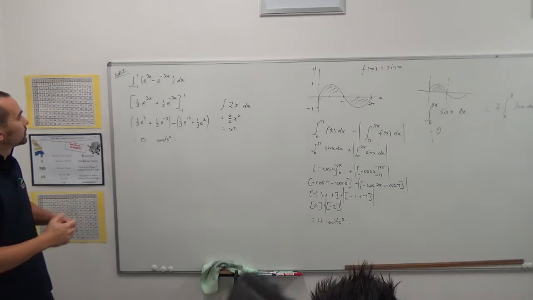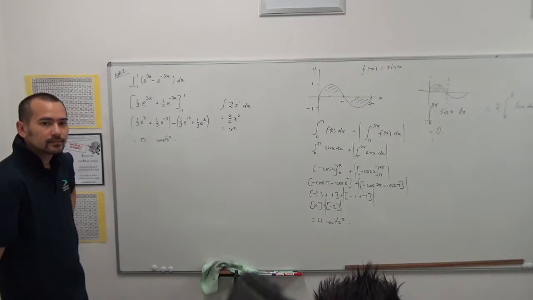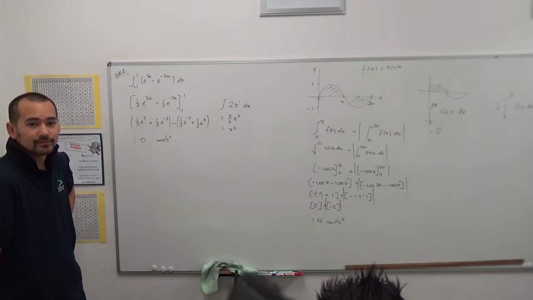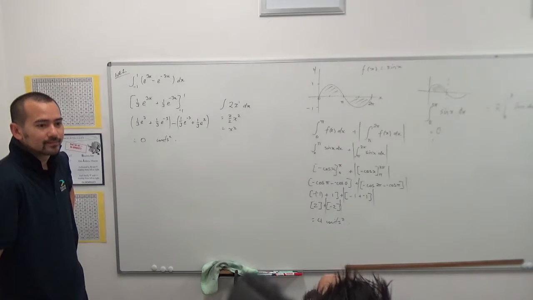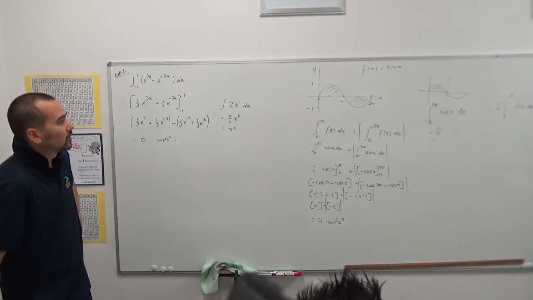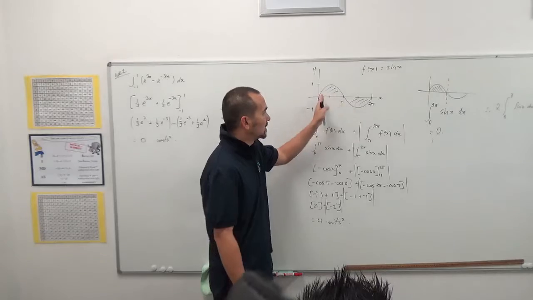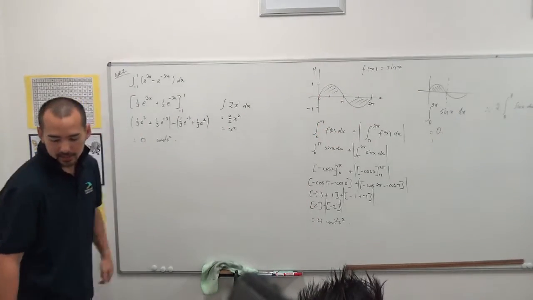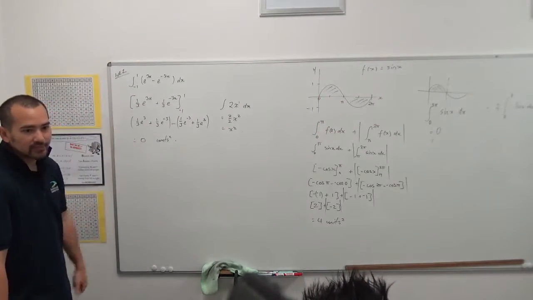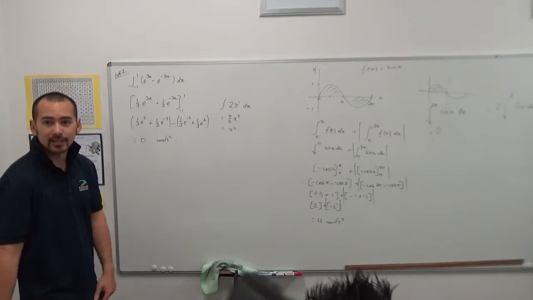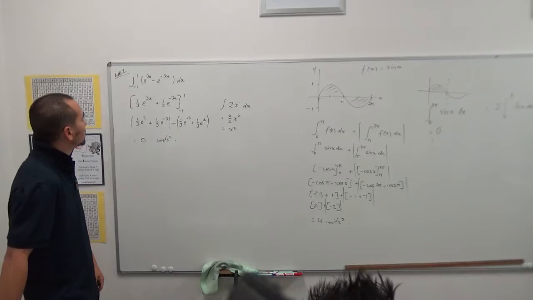Wait, so for this you don't do the absolute value thing? Good question. Where do you do that bit? Over here we had a diagram and we could see that we had to split it up. In this case we're not given a diagram, we're only given the function. But we better check it to see diagrammatically what it looks like.